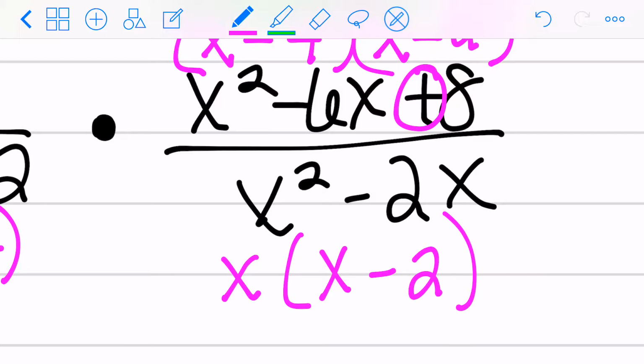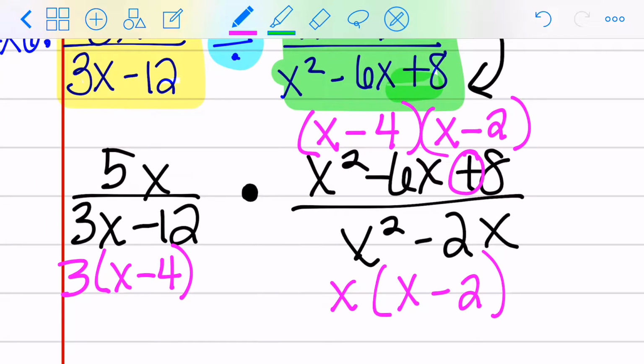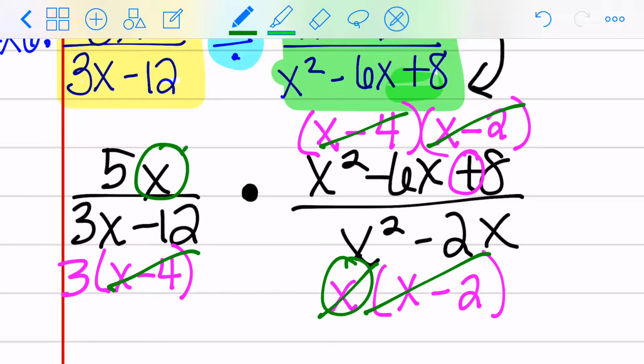All right, now comes our canceling. Cancel what you can see. I can see my x minus 2, x minus 2, x minus 4, x minus 4. I can also see this x and this x can cancel. And then I think that's it. Now look to see what you have left. I have a 5 in my numerator.